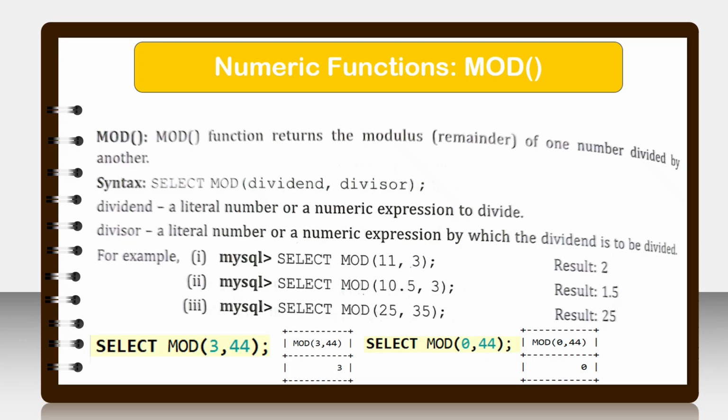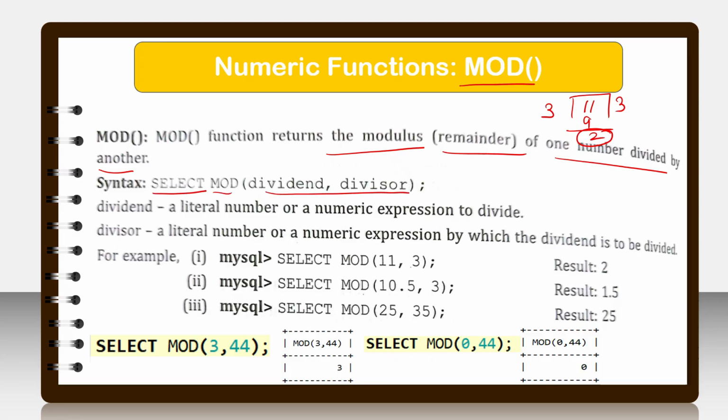Then we have the mod function. The mod function always gives us the remainder. For example, if I am writing 11 comma 3, so 11 we want to divide by 3. So 3 threes are 9, and we will get 2 as the remainder. So this returns the remainder part. Okay, so see here, the mod function returns the modulus or remainder of one number divided by another. Its syntax is select mod dividend comma divisor.